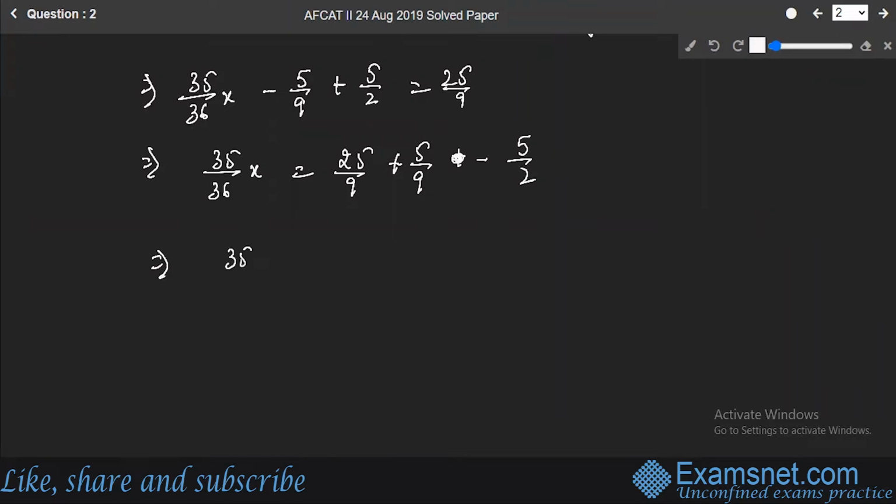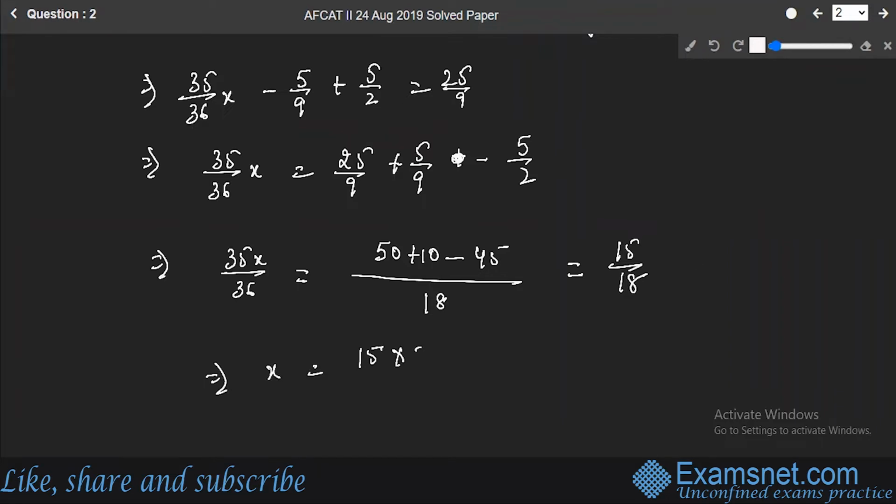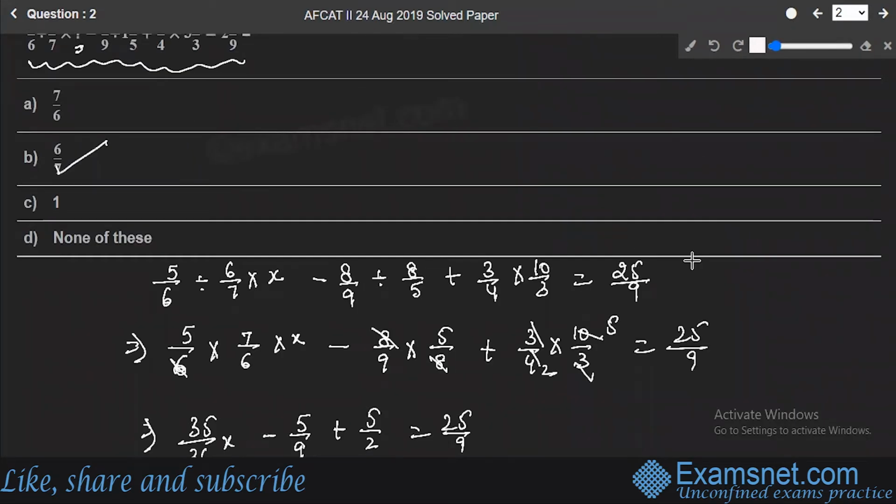This will give 35x upon 36 is equal to, let's take the LCM 18. So here is 50 plus 10 minus 45. This will be 60 minus 45, that is 15 upon 18. So x will be 15 into 36 upon 18 into 35. So this will cancel at 2, this will cancel 3 and 7. So your answer will be 6 upon 7. Hope this is clear. So again, you have option B as the correct answer.